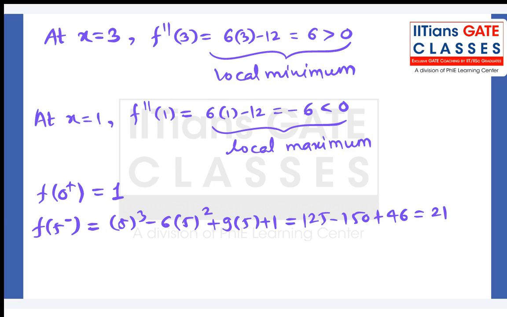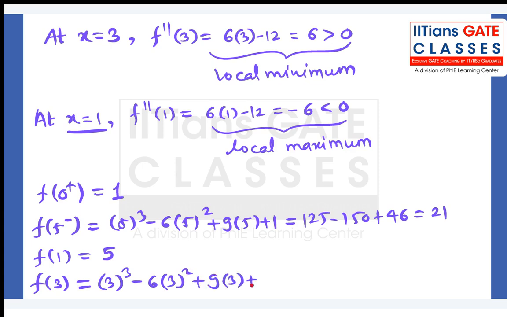Okay, and just for the sake of completeness, what is the value at f of 1, because that's one of your critical points. It is 1 minus 6 plus 9 plus 1, so that is 5. And f of 3, because that is the second critical point. F of 3 turns out to be 3 cube minus 6 into 3 square plus 9 into 3 plus 1. So that is 55 minus 54, that is 1.